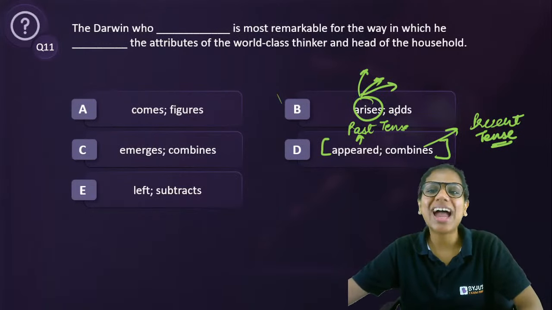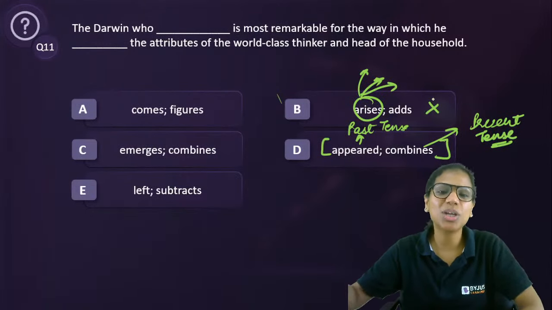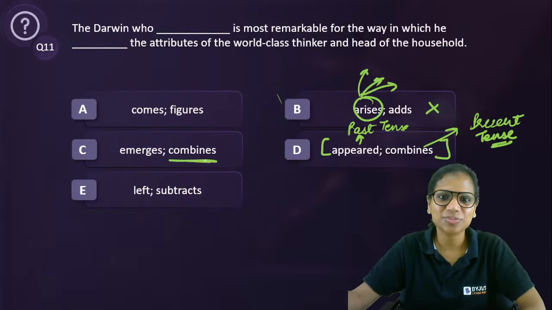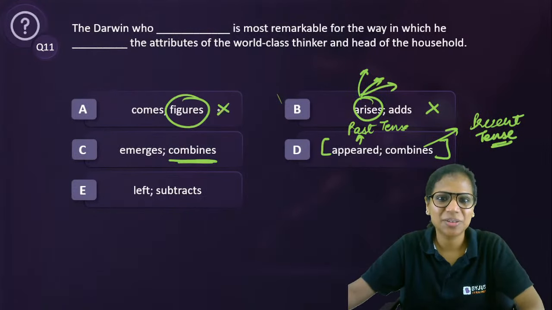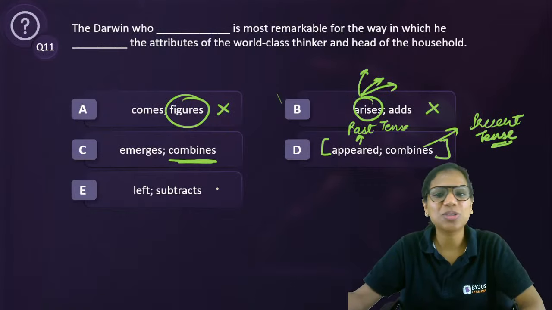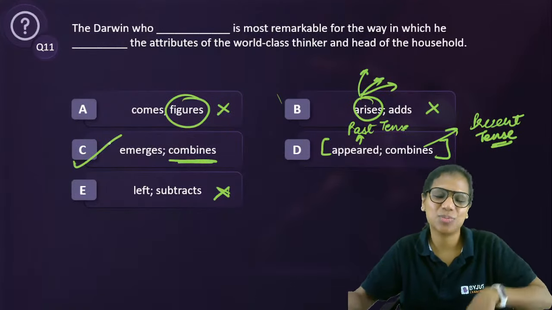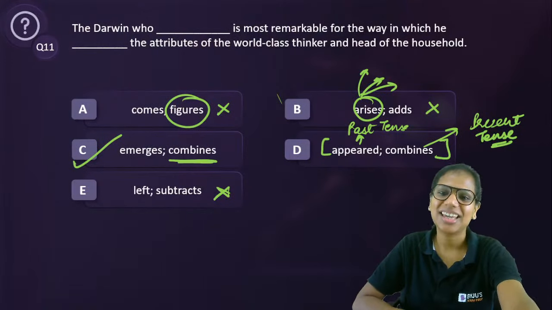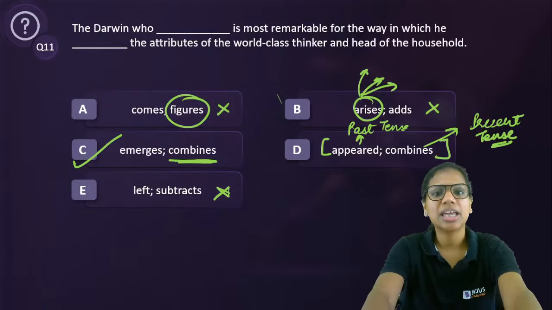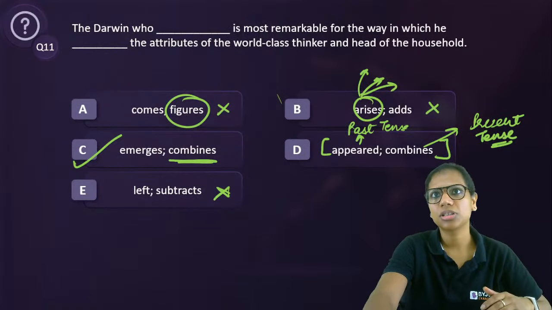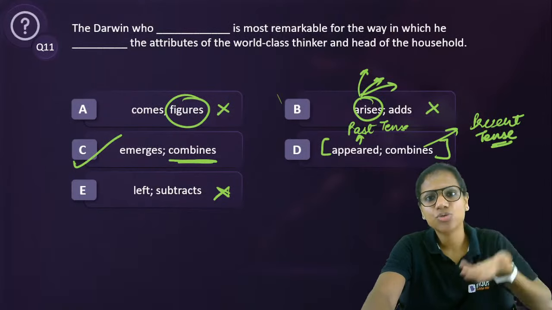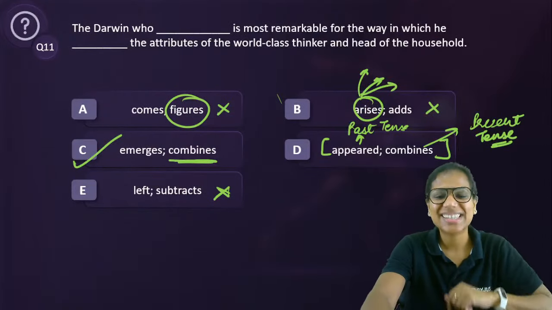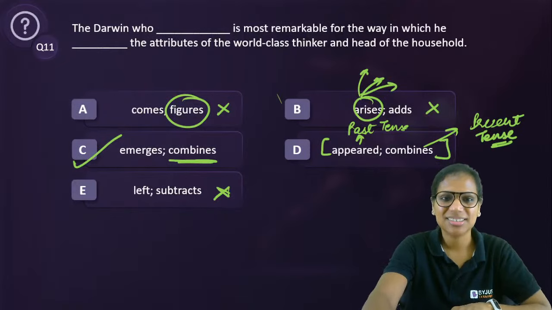Also, you don't add attributes. Attributes are qualities. You can combine qualities, right? You can't even figure qualities. So you can just combine them, and subtracts does not fit here. He combines the attributes. So excellent, all of you who said C. C is the answer here, right? Appeared combines tense inconsistency. Add, subtracts, figures, they cannot be used with attributes. Arises again with people. He arose would mean he literally rose from his chair, right? So C is the answer. The Darwin who emerges.